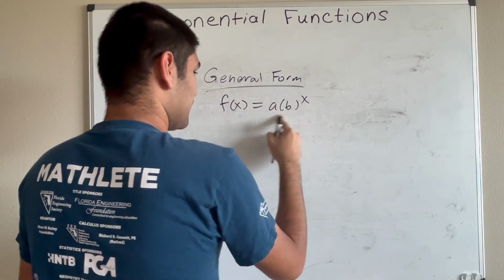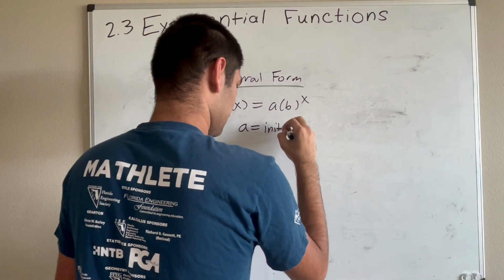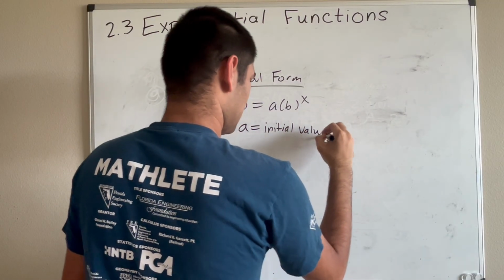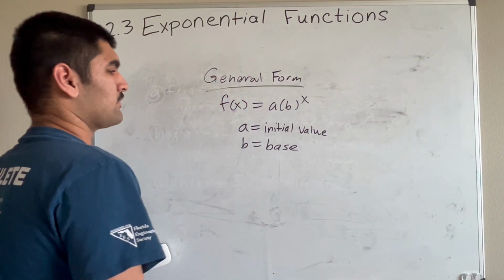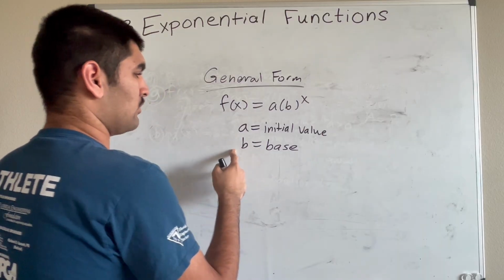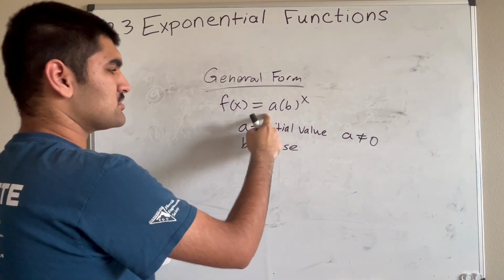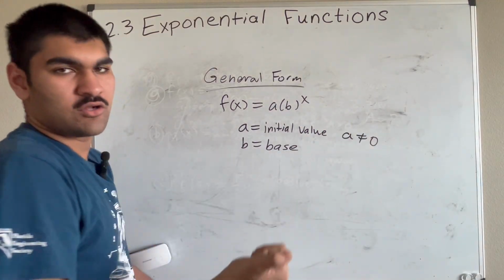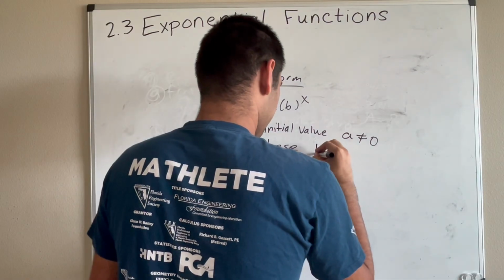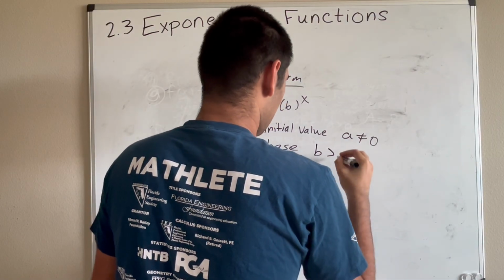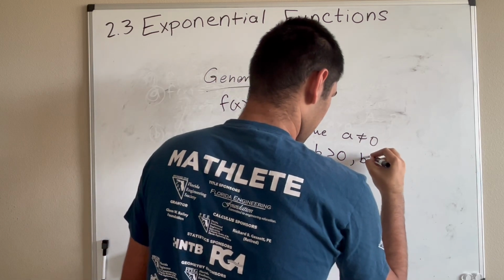Here, a is known as the initial value and b is known as the base. And then there are some restrictions on a and b. For a, it cannot equal 0, right? Because if a is equal to 0, then this whole thing goes to 0, and then it's no longer exponential. And for b, the restriction is that b has to be greater than 0, and b cannot equal 1.